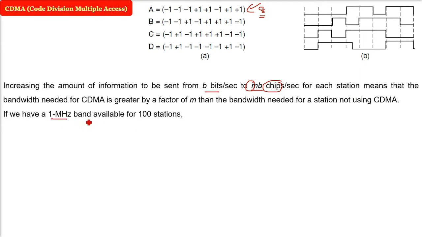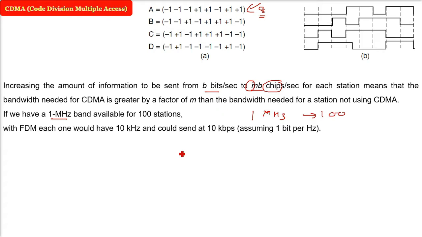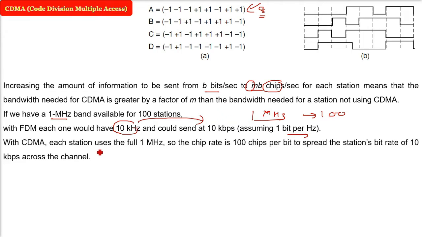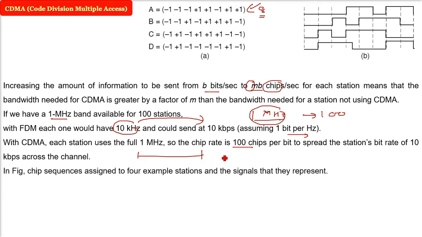For example, if we have a 1 megahertz band available for 100 stations, 1 megahertz for 100 stations, and you are using FDM, or frequency division multiplexing, each one would have 10 kilohertz. That is, you are going to divide the frequency, and every station will be able to send at 10 kbps, assuming 1 bit per hertz. When you are using CDMA, code division multiple access, each station is going to use the whole 1 megahertz. Full 1 megahertz, so the chip rate is 100 chips per bit to spread the station bit rate of 10 kbps across the channel. Across the channel, every station will use all 1 megahertz.